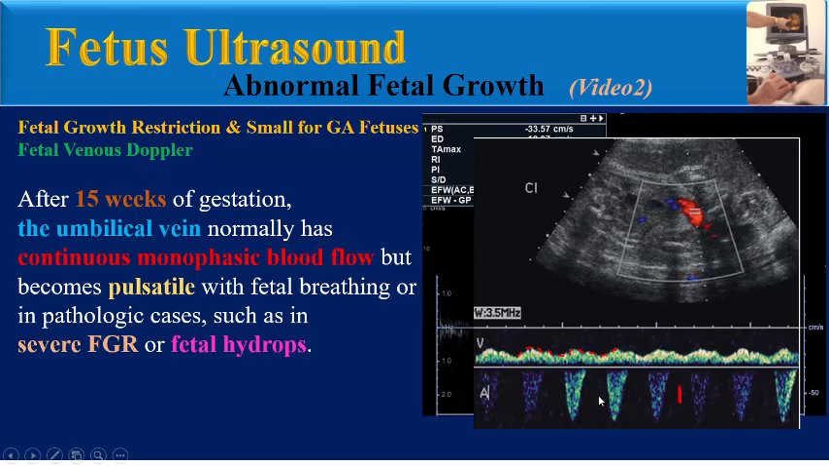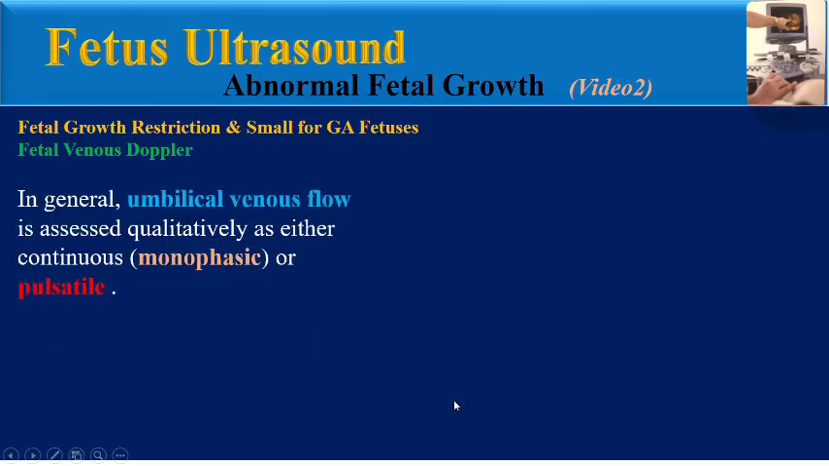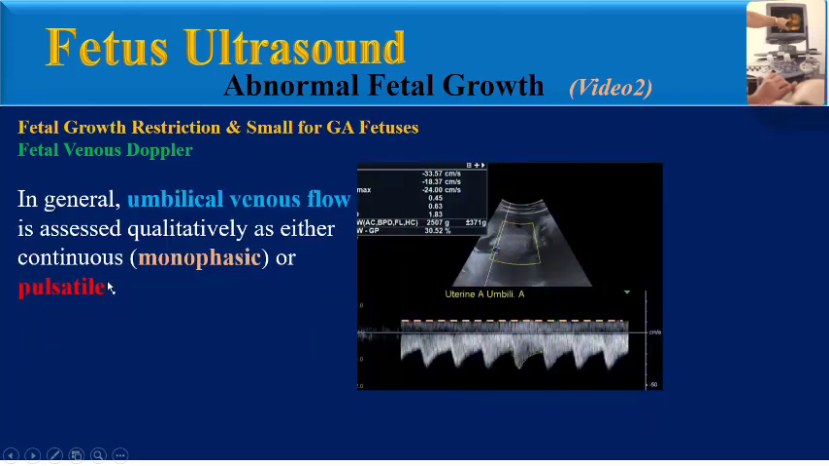Also note absent end-diastolic flow in the umbilical artery in this fetus with fetal growth restriction. In general, umbilical venous flow is assessed qualitatively as either continuous monophasic or pulsatile.